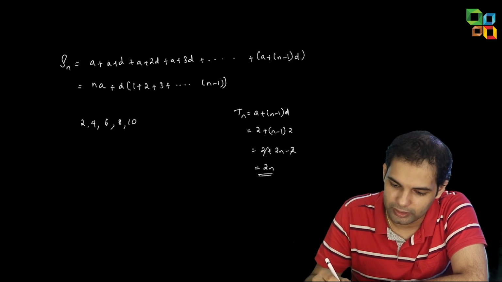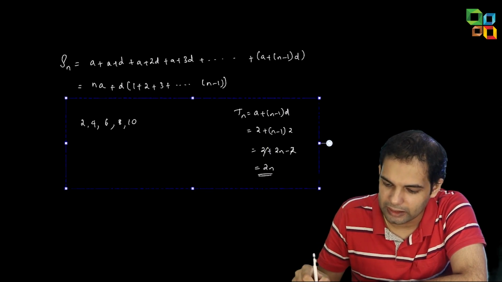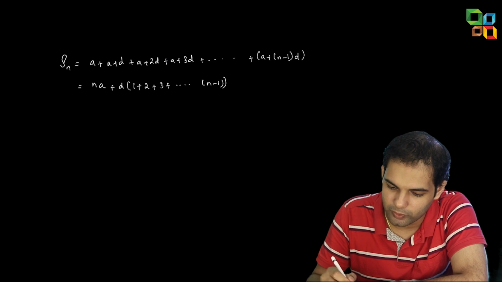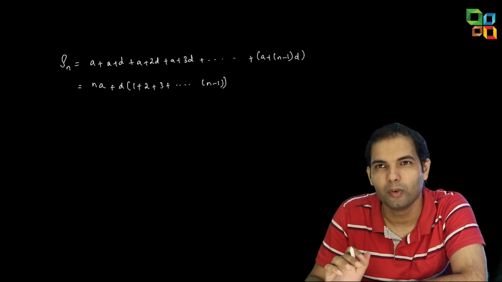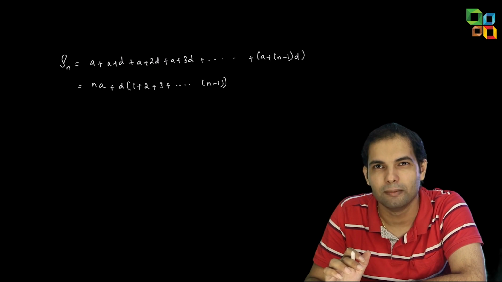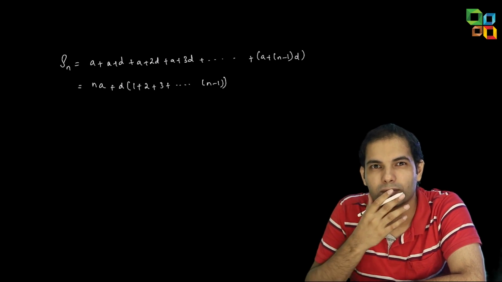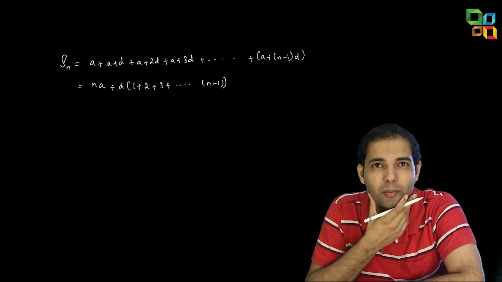Okay, it's fine. Any idea? You tell me if you can. Do we know how to find this sum? Sum of first natural numbers, say 1 to 10. Do we have any idea how to add them? 1 to n. n into n plus 1 by 2.